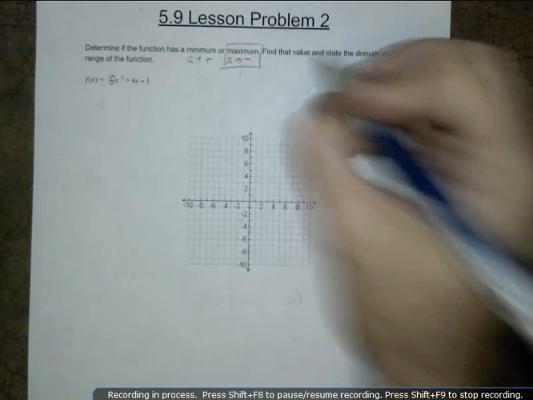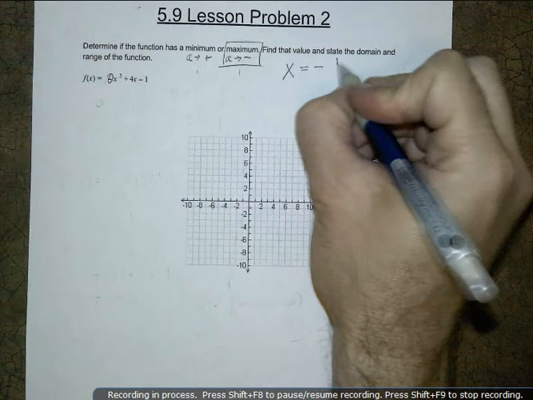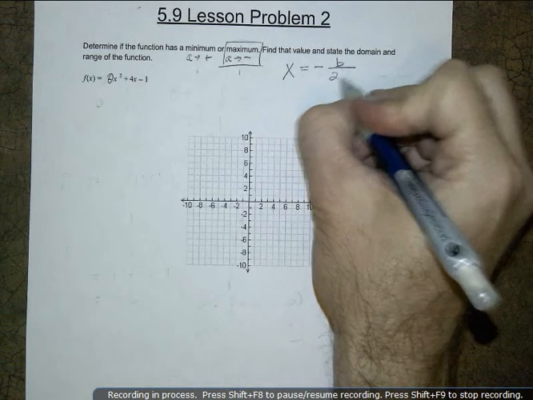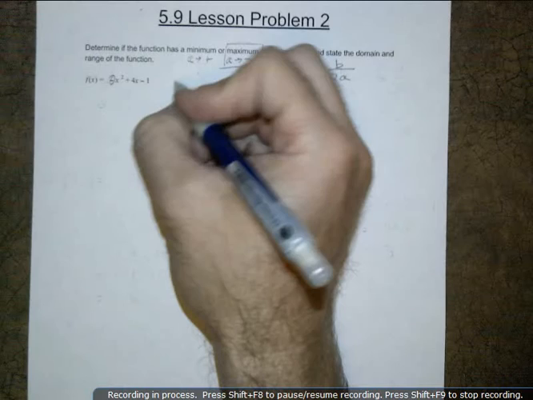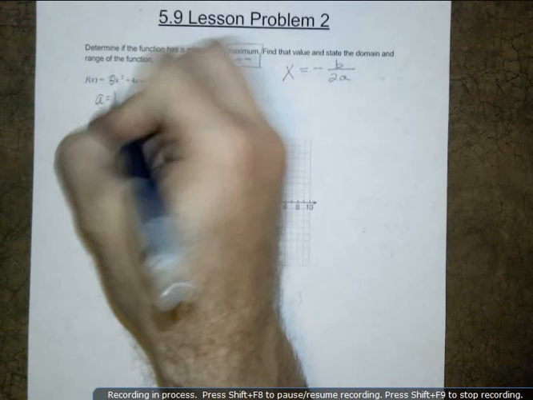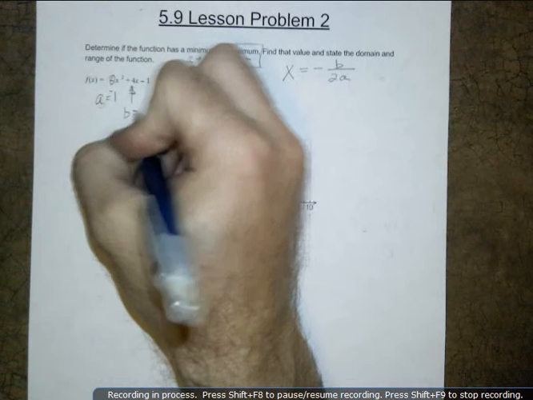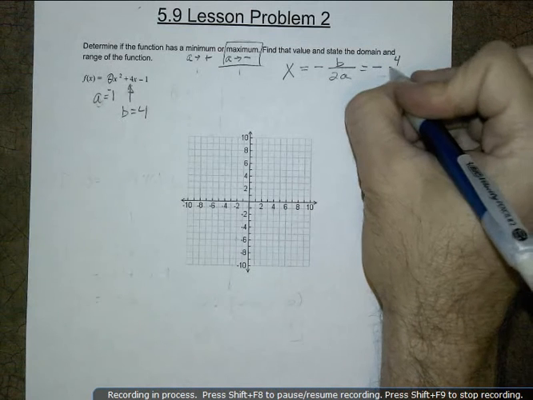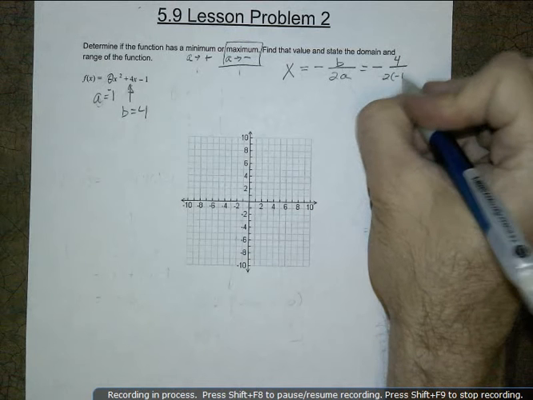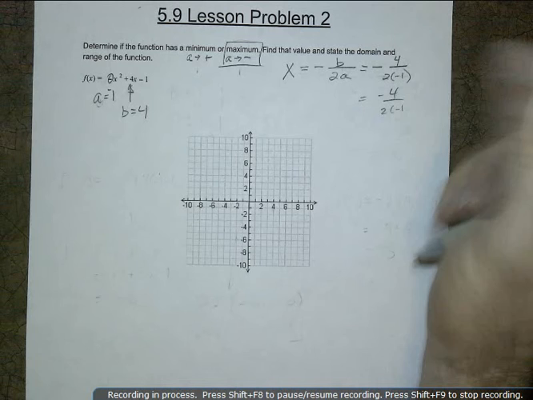Well, the x value of the vertex of any parabola, regardless of whether it's a max or min, is always found using this formula: opposite of b over 2a. So we just established that a is -1, and b is the coefficient of the linear term, and that's 4. Opposite of 4 over 2 times -1. Opposite of 4, well, let's go ahead and work out the arithmetic here.